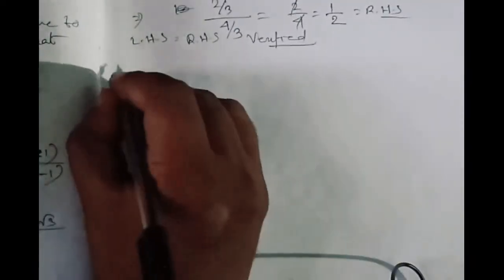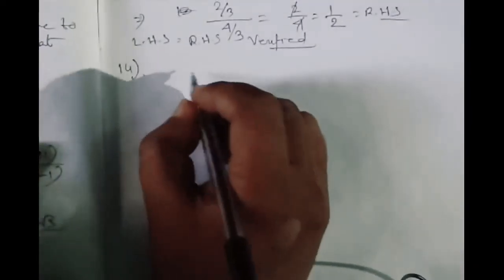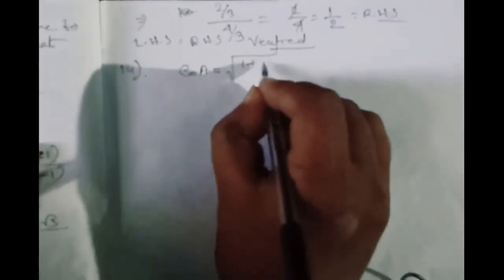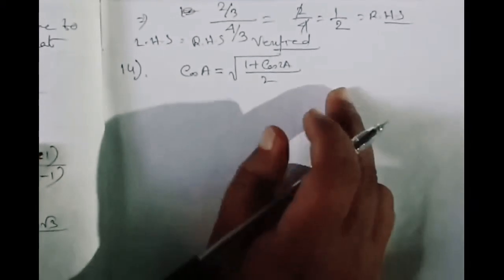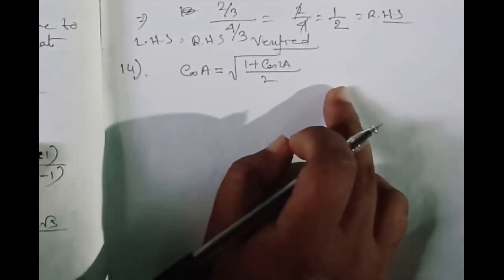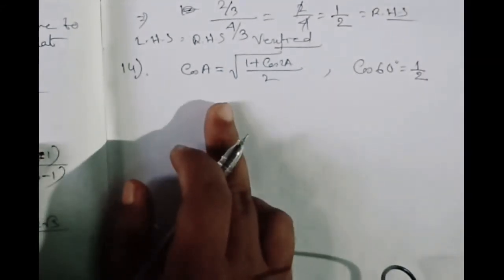Okay. Next, move to another question. Question number 14. Using the formula cos A is equal to root of 1 plus cos 2A by 2, find the value of cos 30 degrees, and it is given that cos 60 degrees is equal to half. We have to find the value of cos 30 degrees.